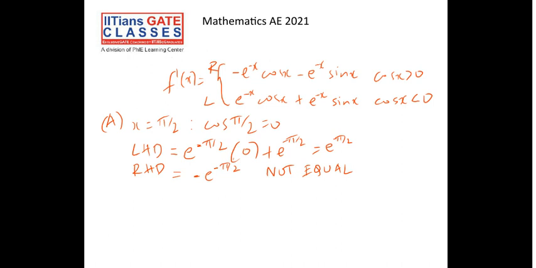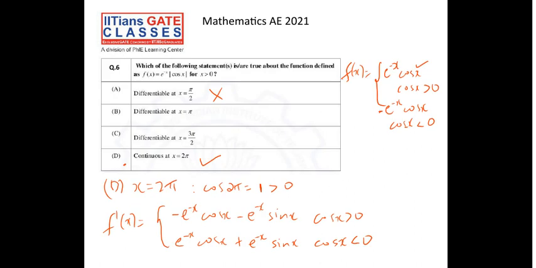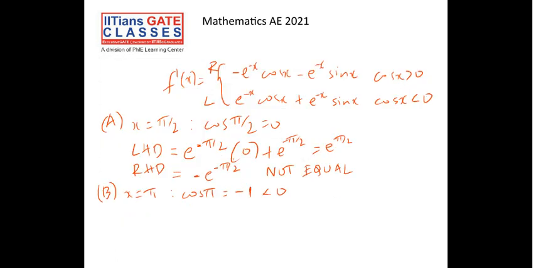Next, we go for x equal to pi. At x equal to pi, we have cos pi equal to minus 1, and since minus 1 is less than 0, we'll be applying only the left expression. Since there is only one expression, it is differentiable at x equal to pi. So at x equal to pi, it is differentiable, it is true.